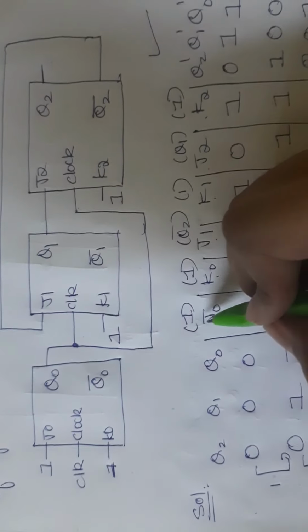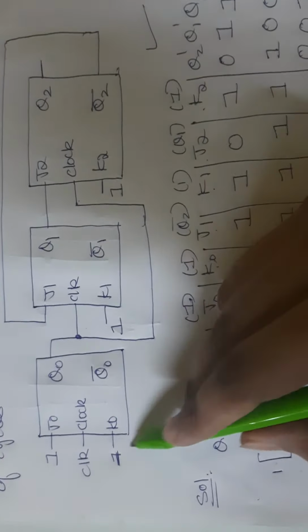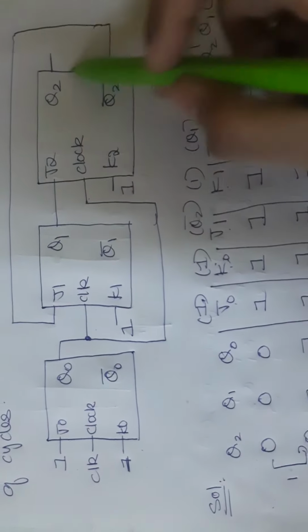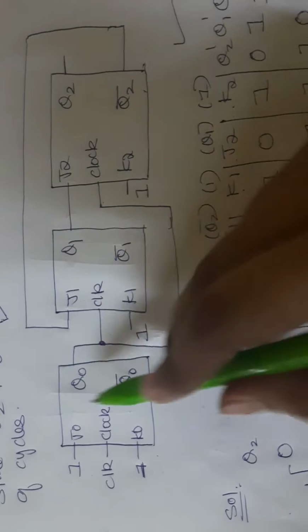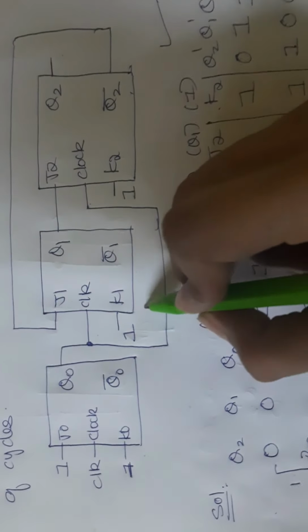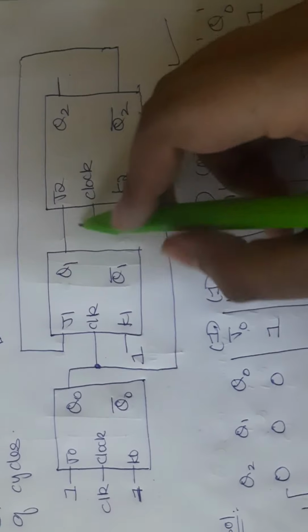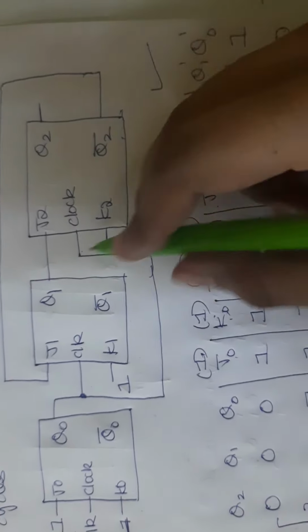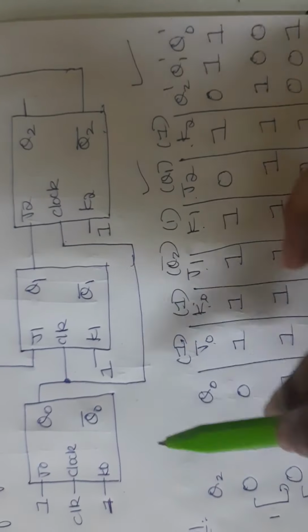J0 is 1, they have given, so J0 is 1. K0 is also 1. J1 is nothing but Q2 bar. So J1 is Q2 bar. K1 is 1. J2 is directly connected to Q1, so they have the same value. And K2 is 1. So we have all the values.